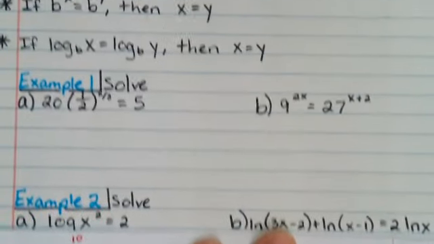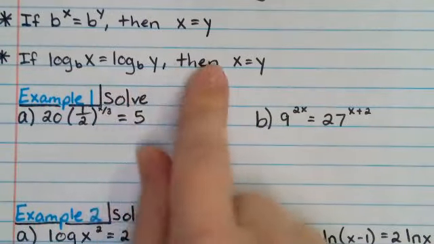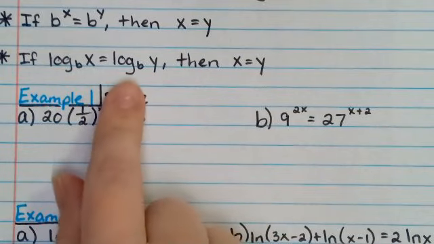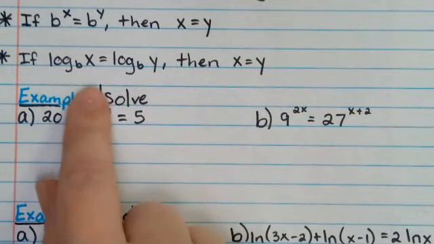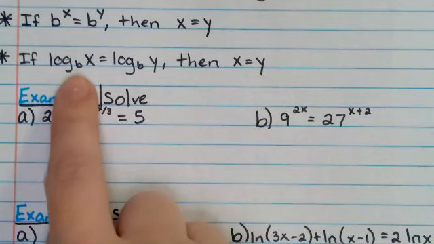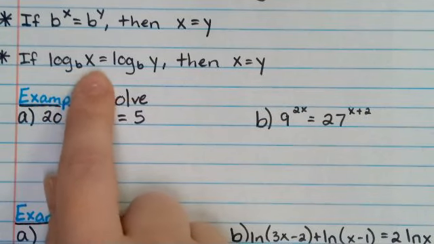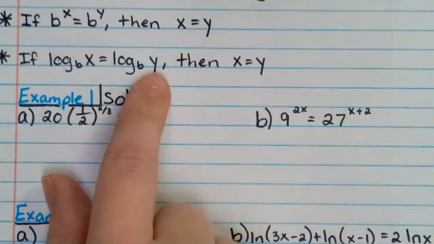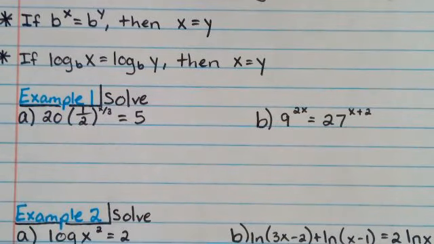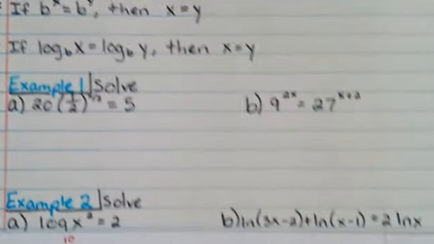And that's where we're going to take it back to our properties up here. All right, if I can rewrite it to where I have a log on each side of the equation with the same base, log base b of x equals log base b of y, then I can drop the logarithms completely, and it's no longer a logarithm question.